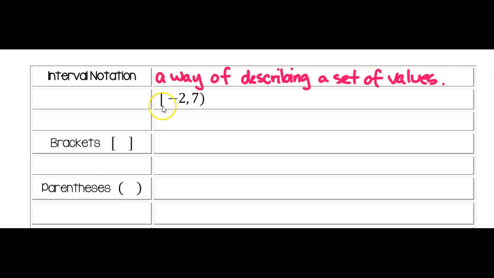So the interval bracket -2, 7 parenthesis describes this interval in which we have an endpoint at -2 and we have an endpoint at 7. The bracket means that we are actually going to include -2 as part of our solution, so we will put a closed circle, and the parenthesis indicates that 7 is not part of the solution, and everything in between. So for example, 3, 4, those are all part of the solution set.